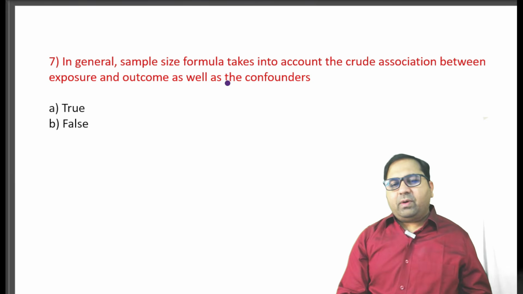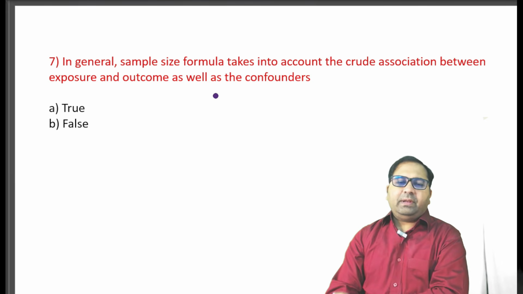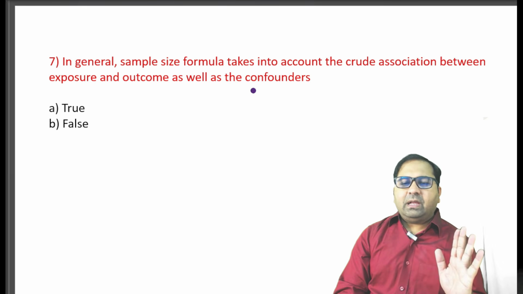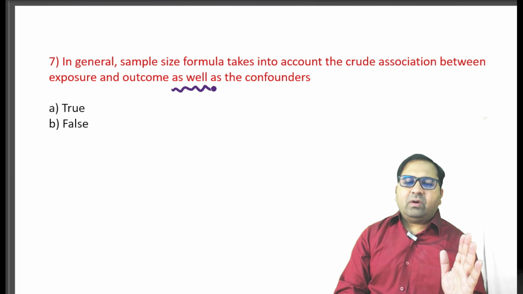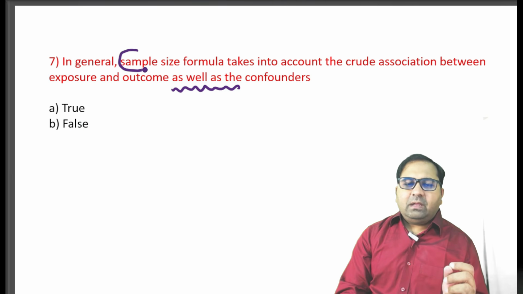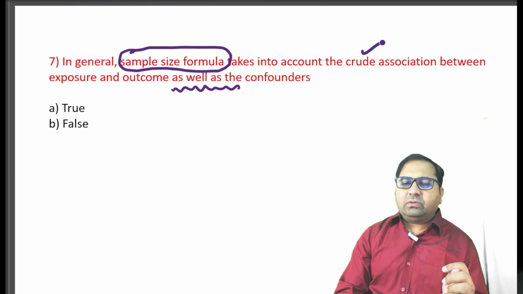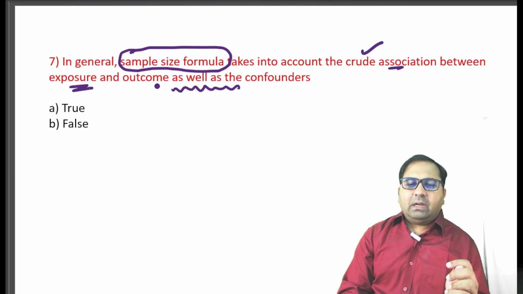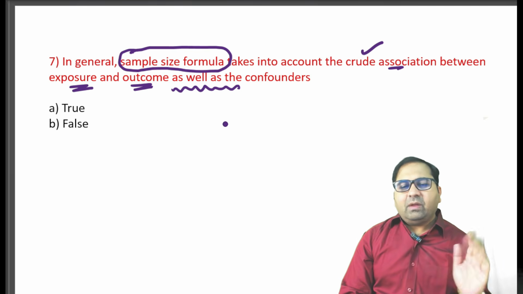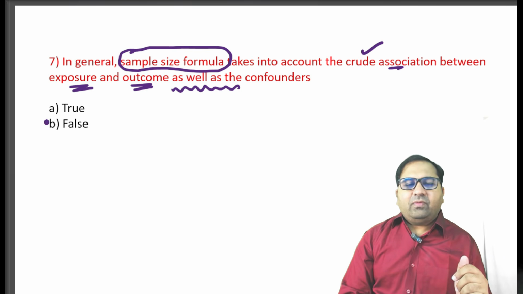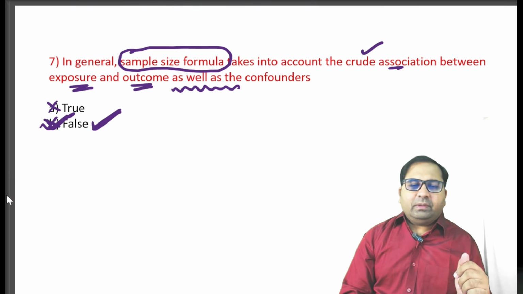Then next question. In general, the sample size formula takes into account the crude association between exposure and outcome as well as confounders. Is this a true statement or a false statement? Definitely it is a false statement. So the answer for this question is that it is false. It will not take into account.